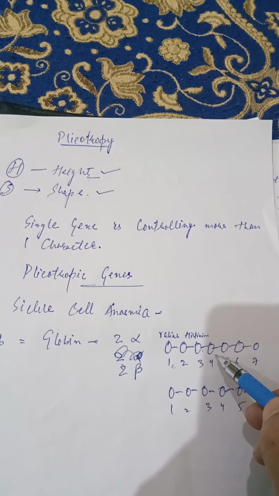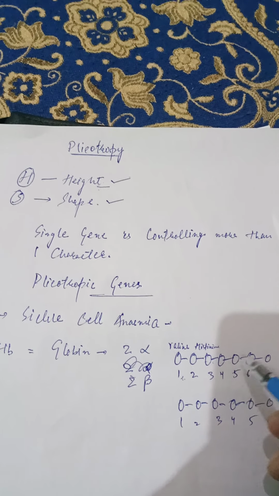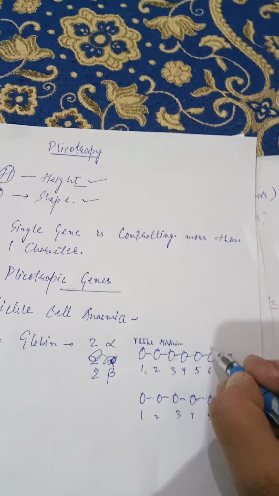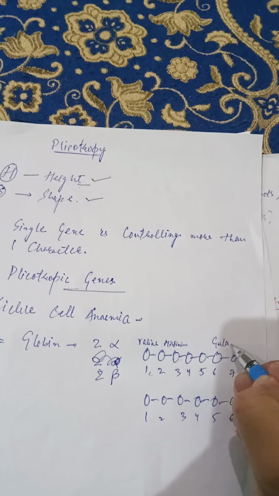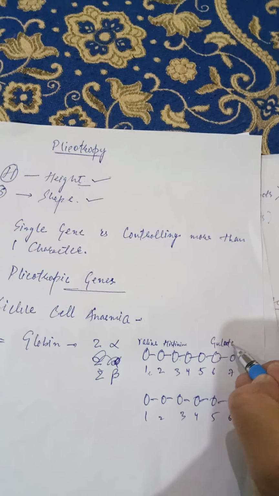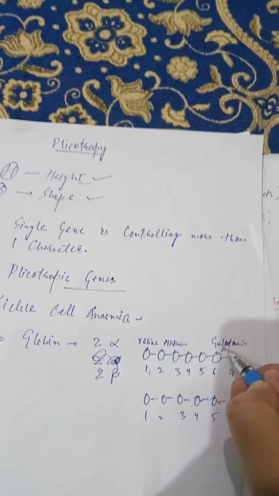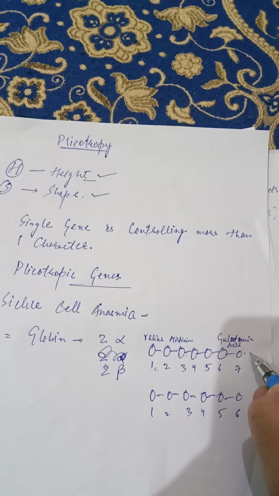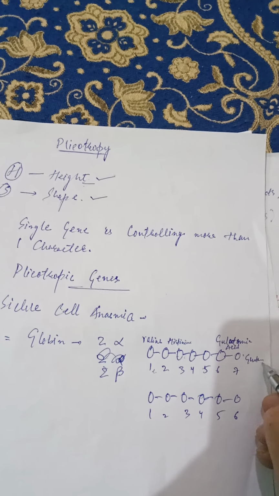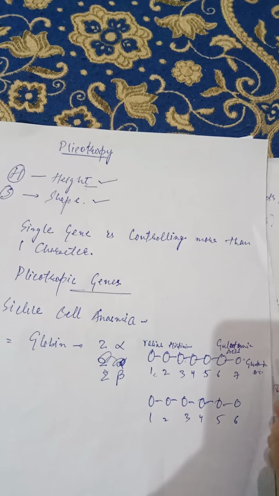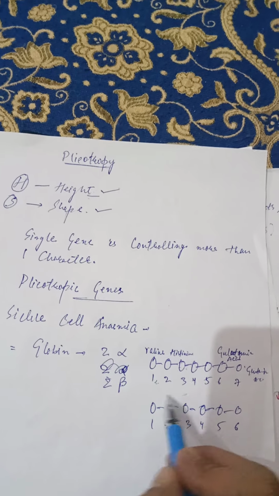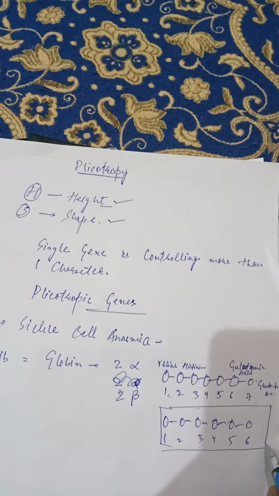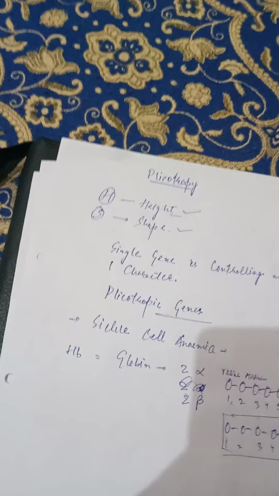Third place there is leucine. Fourth place, and similarly other amino acids are found. At the 6th and 7th places there is glutamic acid, and at the 7th place there is also glutamic acid. We are talking about the beta polypeptide chain. What is sickle cell anemia?